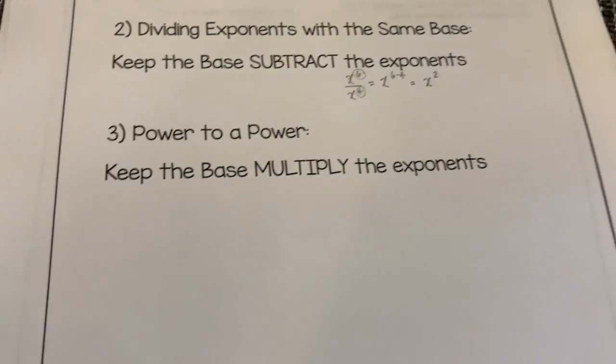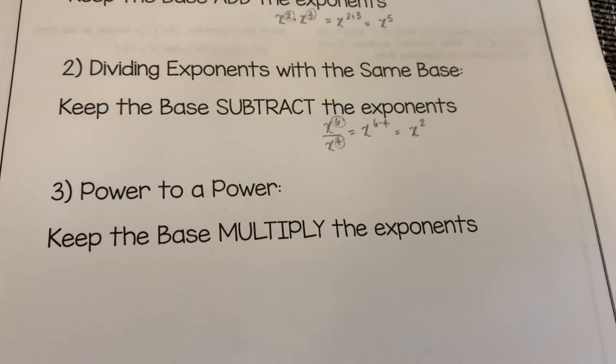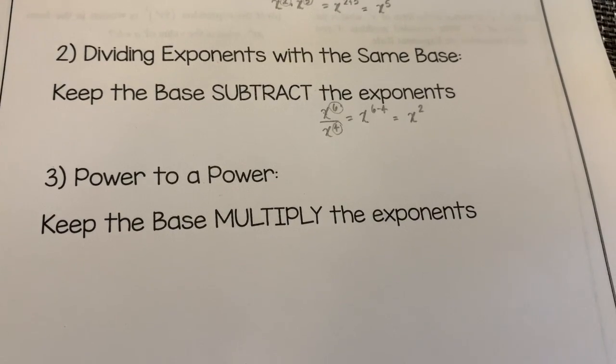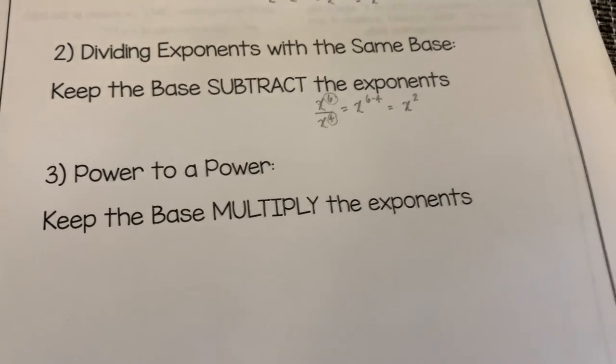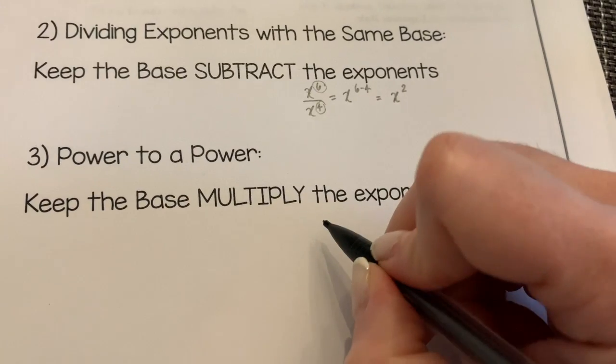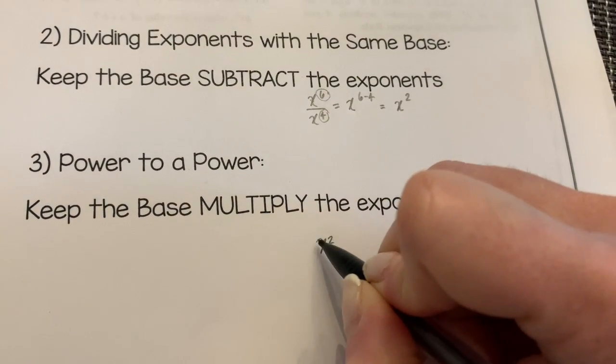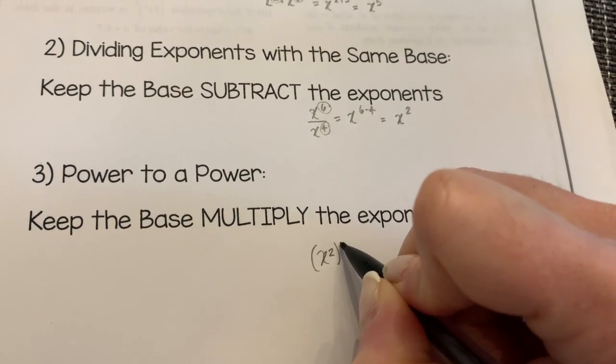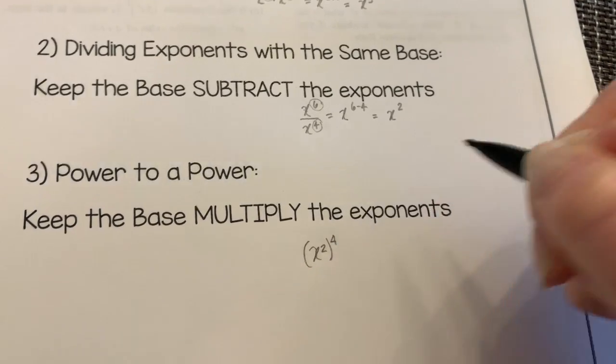Okay, and the third rule that we learned was the power to a power rule, which is where you keep the base and multiply the exponents. So in this example, let's say we have x squared raised to the 4th power.